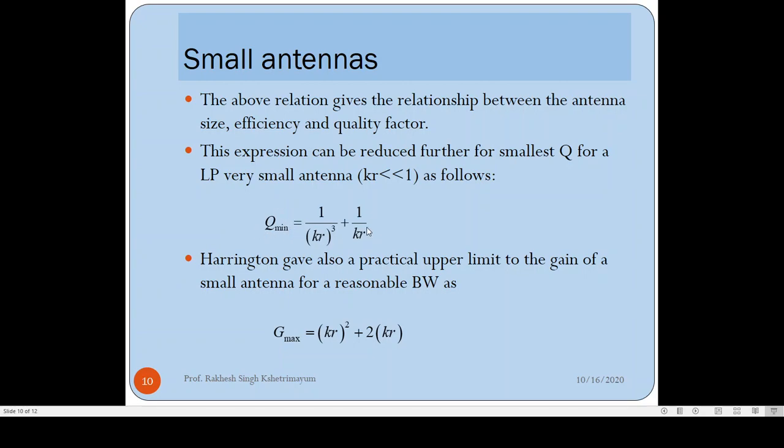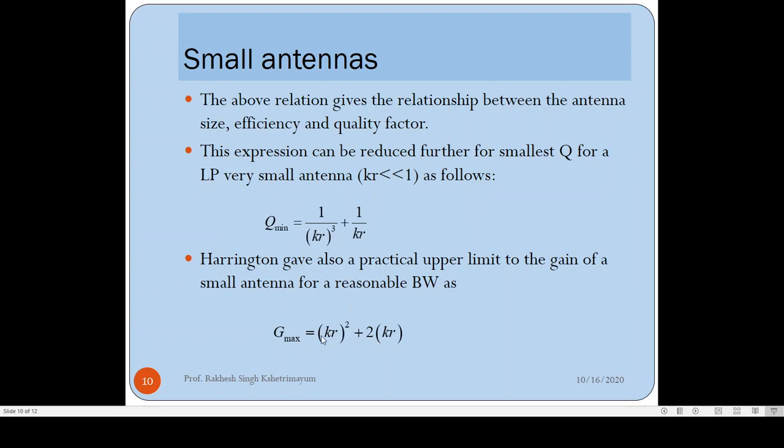Now there's one more thing: an antenna for any practical application should have a considerably high gain. If the gain is very low, then you won't be able to use the antenna. Whatever signal has been radiated from the antenna won't be able to go to a far away distance. It will die out very soon if the gain is very low. So Harrington also gives an upper limit of the gain of the small antenna. This is the maximum gain an electrically small antenna can have: (kr)^2 + 2kr.